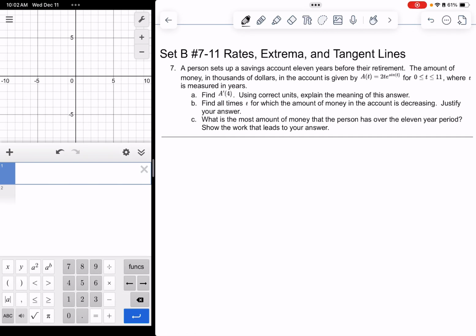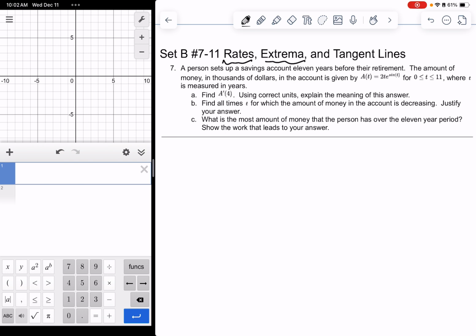All right, we are going to be looking at some of these rate questions, and particularly rates and extrema. As we break down each of these questions, they're going to be very similar. We'll probably make this one long video that goes with all three. But yeah, let's go ahead and take a look at it.